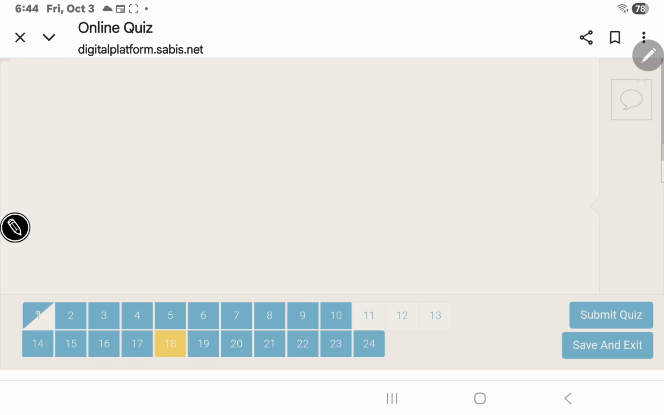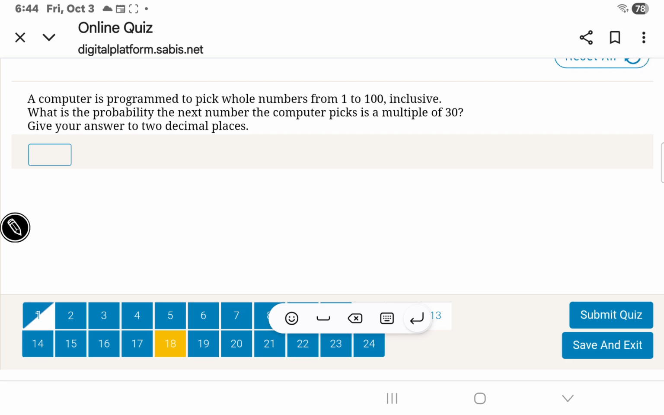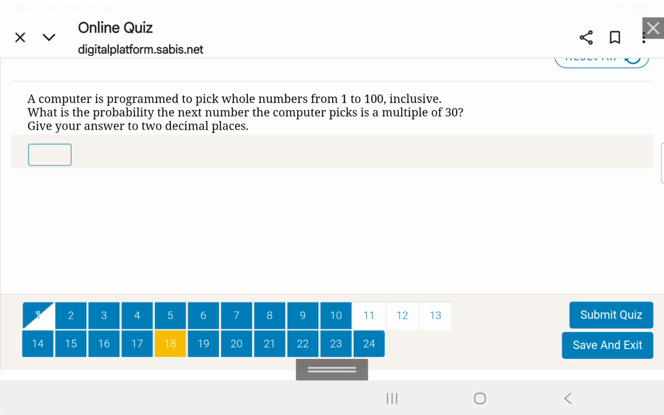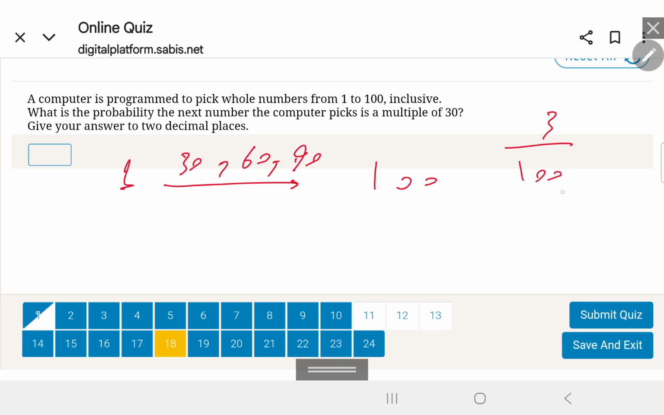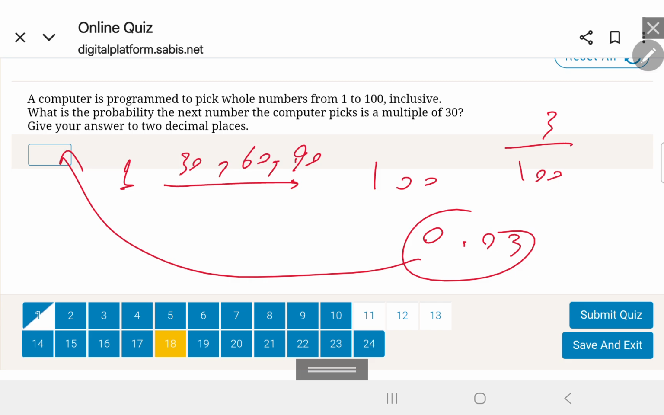Question 18 now. A computer is programmed to pick whole numbers from 1 to 100 inclusive. What's the probability that the next number the computer picks is a multiple of 30? Okay, multiples of 30 from 1 to 100. How many multiples of 30 do we have? We have 30, and we have 60, and we have 90. So we have 3 numbers out of 100 numbers. So 3 over 100, this will be 0.03, and that is the answer.